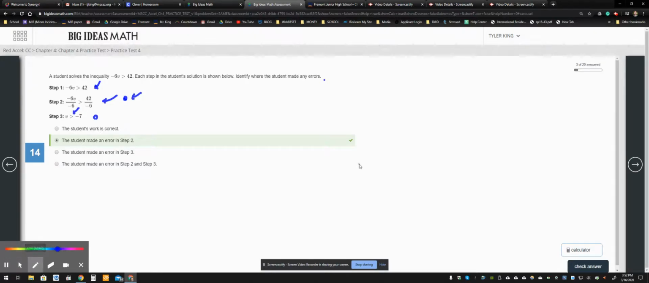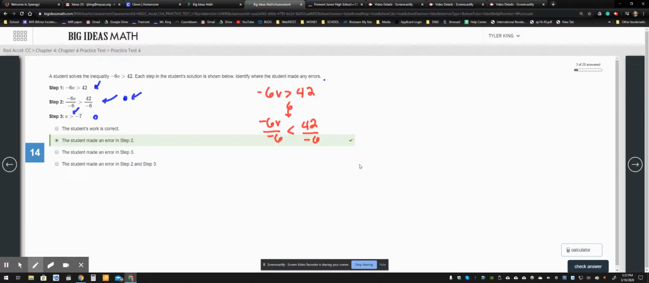So let's show what this would look like normally. Okay, so when we're looking at this, we're going to say that we have negative 6v is greater than 42. Now our next step here is we're going to divide both sides by negative 6. So I have negative 6v, and I'm going to divide by negative 6, and I have 42, and I'm going to divide by negative 6. When I'm in the middle of this division step right here, that's when I need to switch this around so that it faces the other direction.